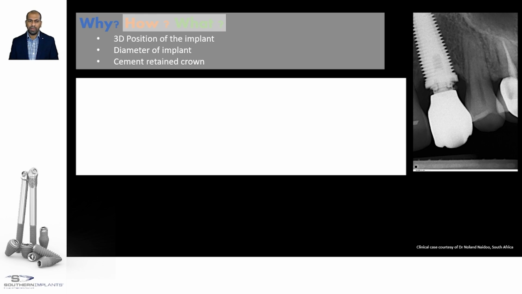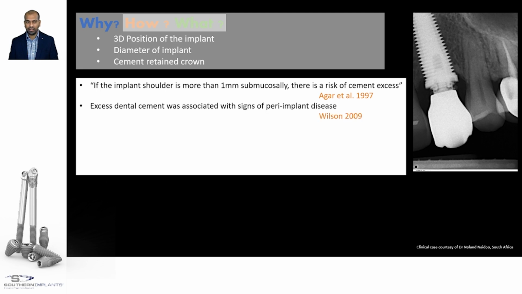Now let's get to cement retained crowns. It's been a controversial issue for a long time, but hopefully now with the current literature, this has been put to rest. If we want cement retained crowns, Agar said in 1997 that the abutment needs to be no more than 1 millimeter submucosally. If it is, you risk leaving excess cement behind.